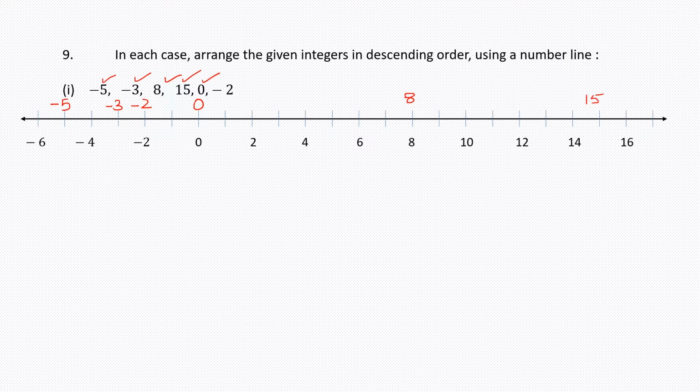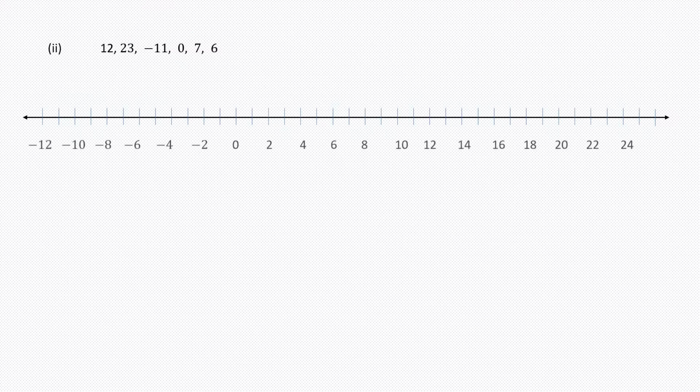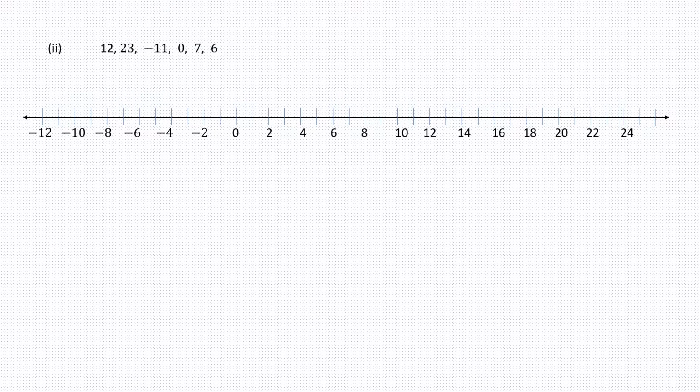So descending order means big to small. So we are moving towards the left, starting with 15. 15 is greater than 8, greater than 0, greater than minus 2, greater than minus 3, greater than minus 5. So we've arranged the integers in descending order. Question 2. Start the number line, mark everything, get your numbers in order, and let's put the numbers down.